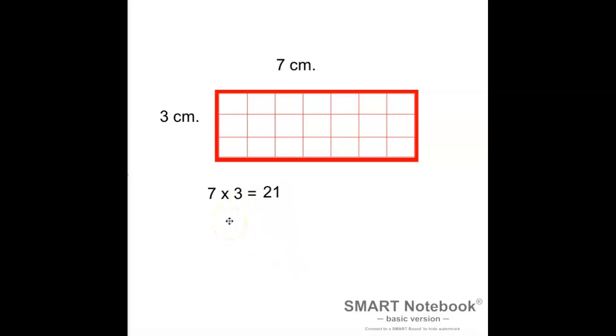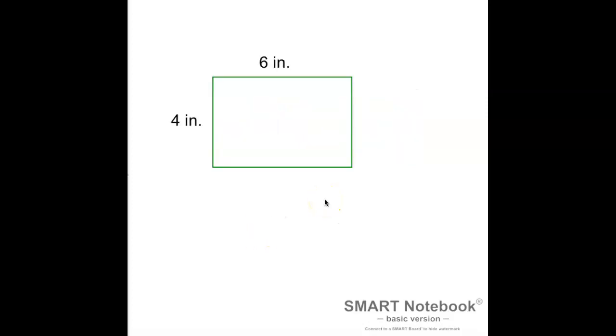So our area is 21, but it's not just 21. It's not 21 centimeters, right? Because one side is a centimeter here. It's not 21 of these, it's 21 squares. So the area of this is 21 centimeters squared, or 21 square centimeters. So let's do another example to practice.